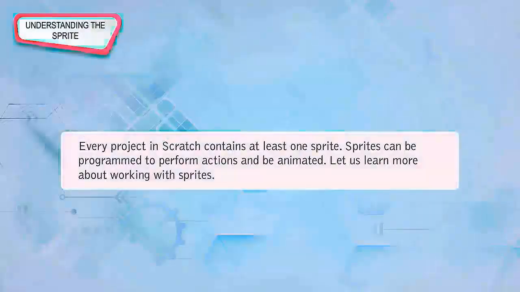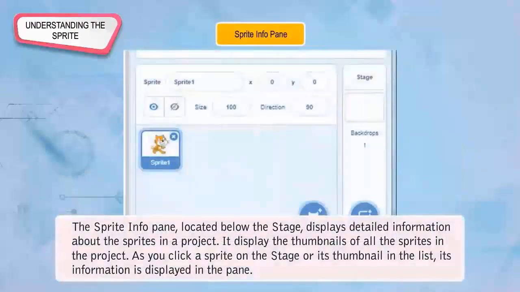Understanding the sprite. Every project in Scratch contains at least one sprite. Sprites can be programmed to perform actions and be animated. Let us learn more about working with sprites. Sprite info pane. The sprite info pane, located below the stage, displays detailed information about the sprites in a project. It displays the thumbnails of all the sprites in the project.